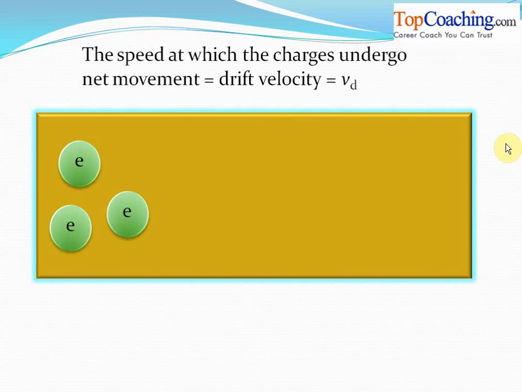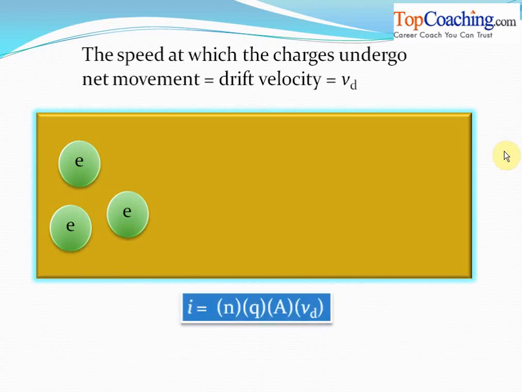Now we can express the electric current, the net charge flowing per second, in terms of this drift velocity. When we do that, we get this expression: I is nqA into Vd. Now of course, this expression sounds confusing. I mean, where did it come from? Well, let me tell you how this expression came.